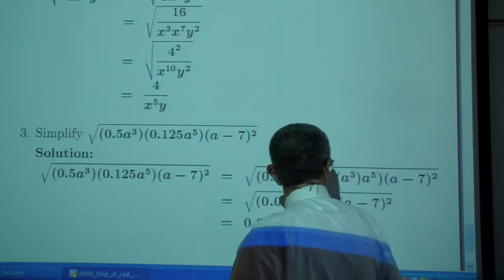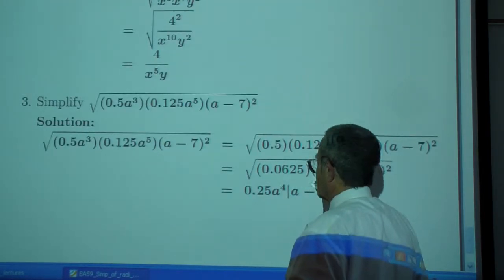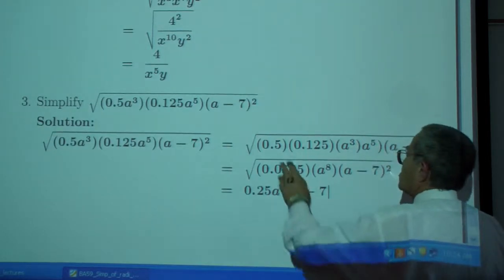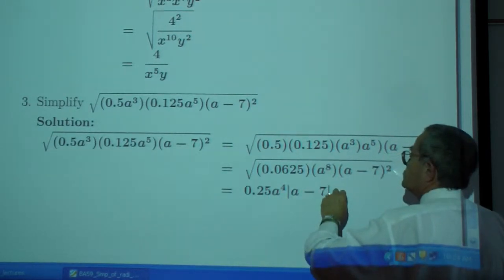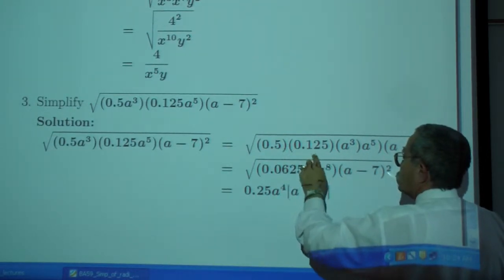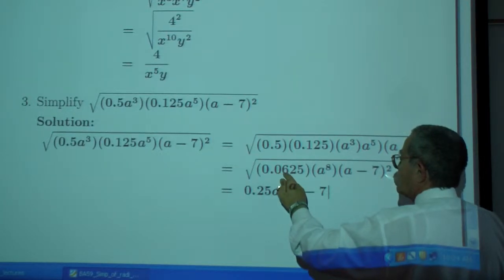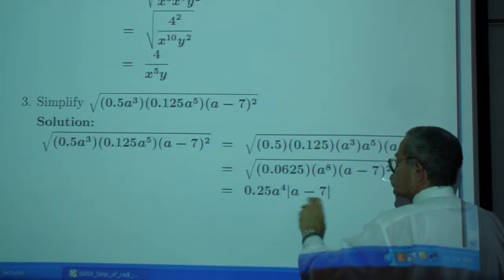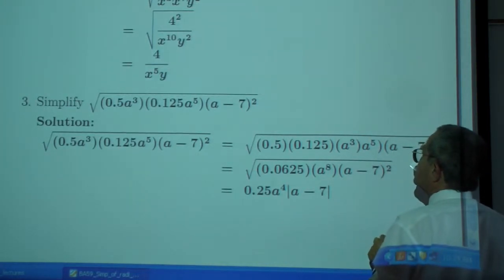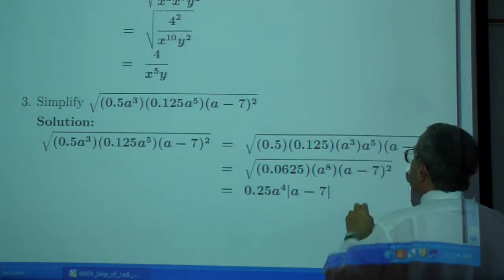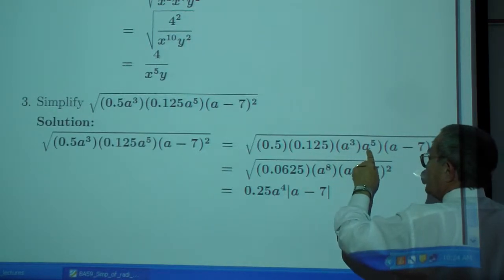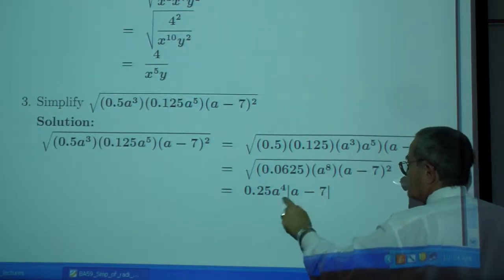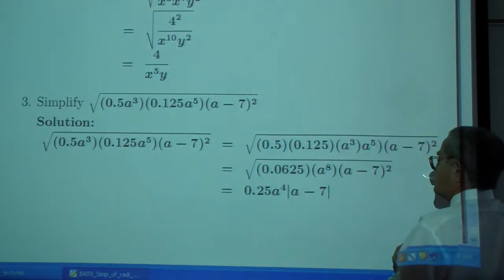And then in example 3, we have 0.5 times this, which is when you multiply the 2.0625, which is 0.25 quantity squared, so 0.25 comes out. You have a to the 8, which becomes a to the 4 quantity squared, a to the 4 comes out.